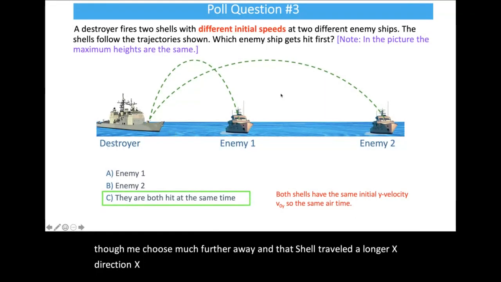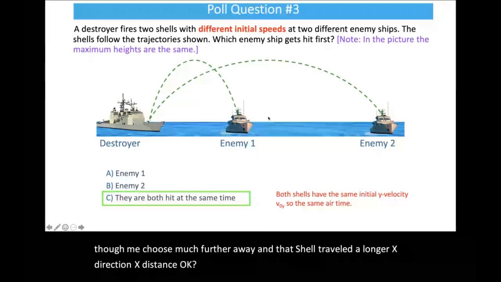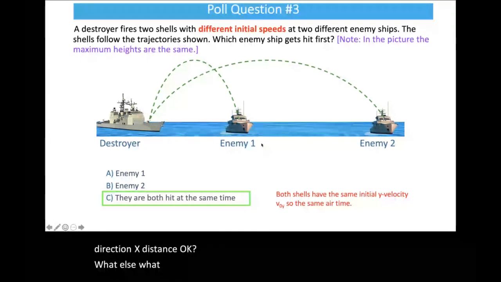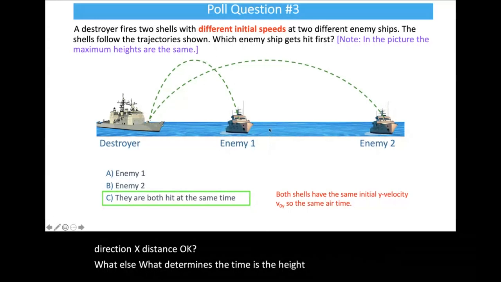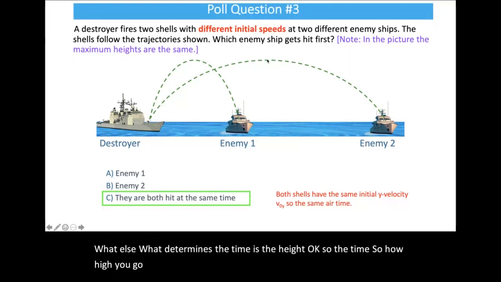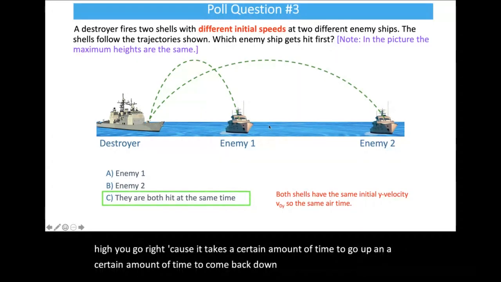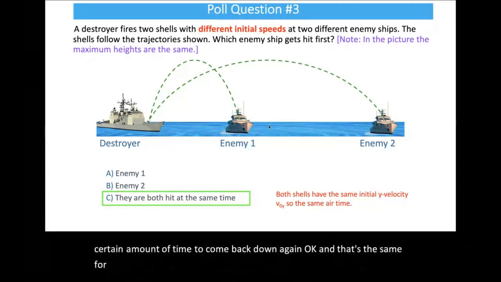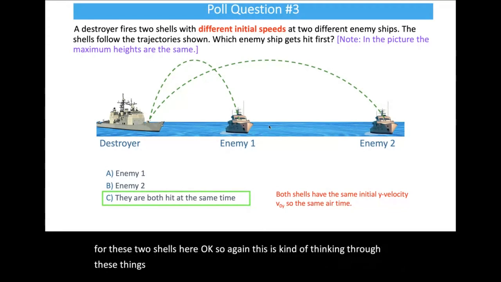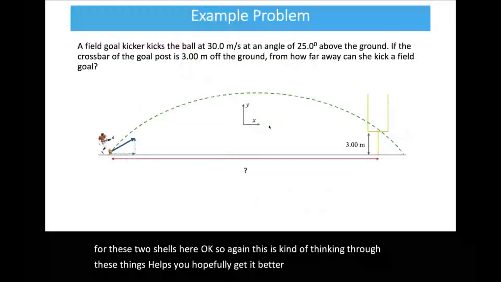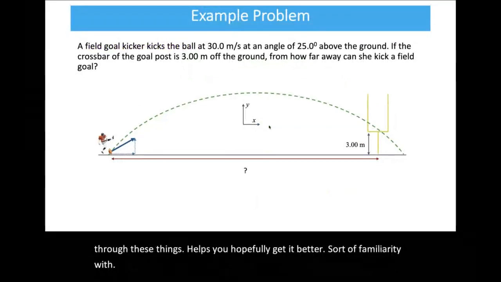So even though enemy 2 is much further away and that shell traveled a longer x distance, what determines the time is the height. So how high you go, because it takes a certain amount of time to go up and a certain amount of time to come back down again. And that's the same for these two here. So again, this is kind of thinking through these things. It helps you hopefully get a better sort of familiarity with these problems.